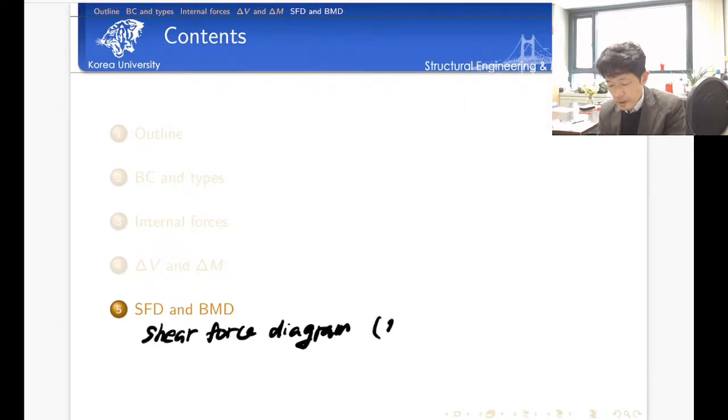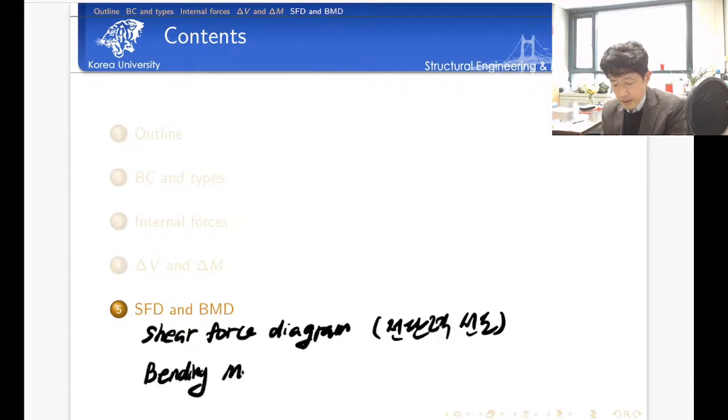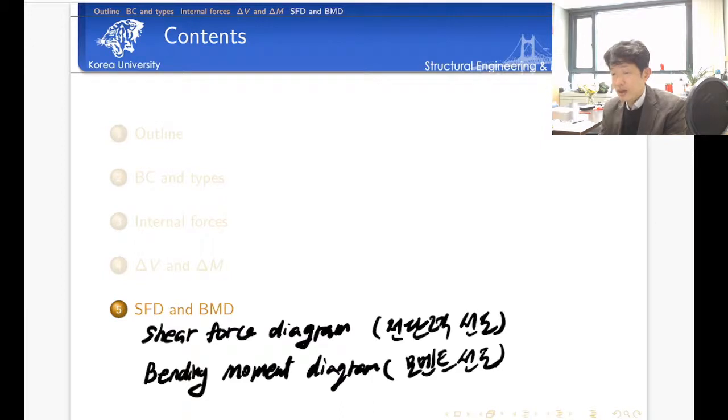In 우리말, we call it 전단력 선도. Okay? And then the BMD, bending moment diagram. Moment 선도. Sometimes we call it 힘 moment 선도. Anyway, same meaning. Okay, 전단력 선도 and moment 선도, 힘 moment 선도. We simply call them SFD and BMD, the shear force diagram and bending moment diagram.